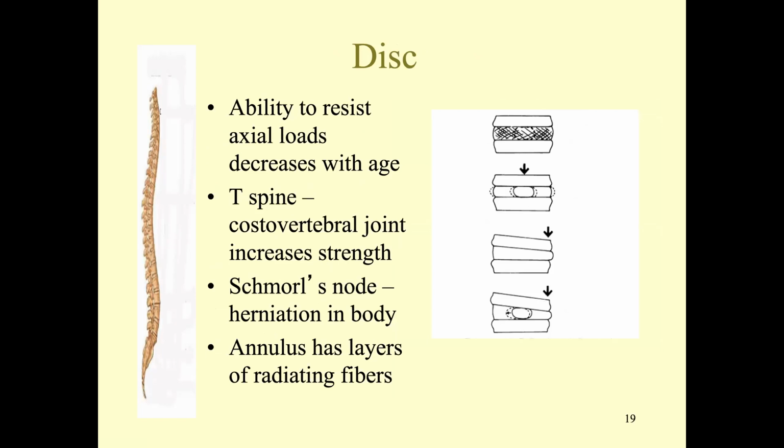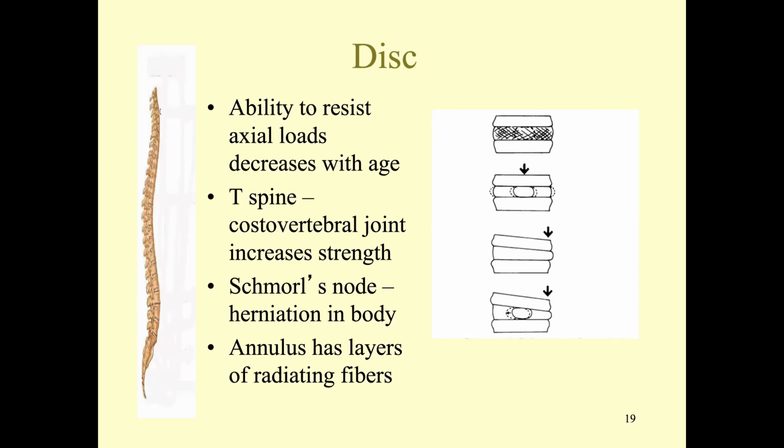Now discs, you all know this, the annulus fibrosus and the nucleus pulposus. One thing you must remember: whichever side the axial load is applied on the spine vertically, the nucleus pulposus moves to the opposite direction. So if you have a disc prolapse on the right side, that means some axial compression must have happened on the left side. One must remember that.